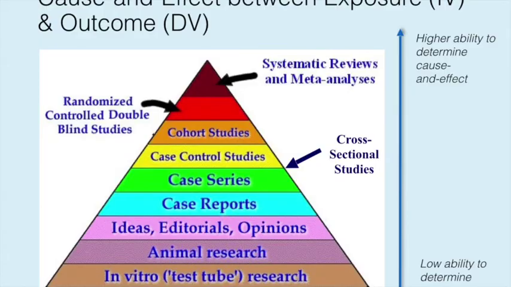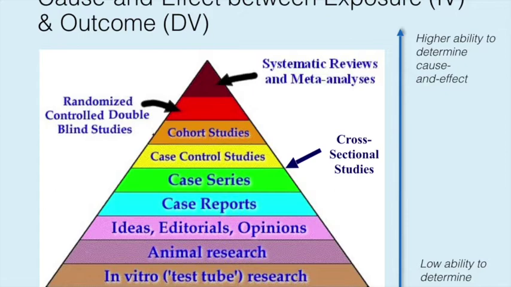Next, let's talk a little bit about study designs. Different study designs have different abilities to determine cause and effect between the IV or exposure and DV or outcome. So a systematic review or meta-analysis is at the top of this ability to determine cause and effect, working our way down to ideas, opinions, animal research, and laboratory test research.